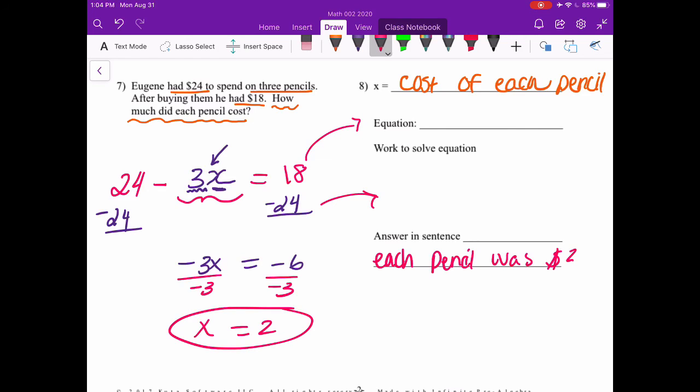Equation and work. Okay, those were a couple basic word problems. And they'll get a little more challenging as we go, but we'll start light.